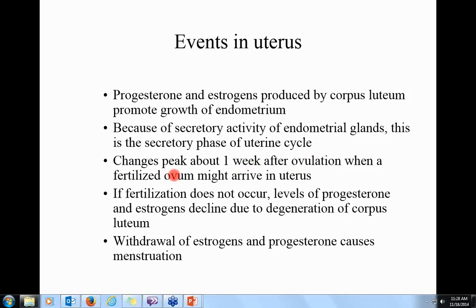Fertilization, the uniting of sperm and egg, occurs in the uterine or fallopian tubes. Once fertilization occurs, it takes another week for the fertilized ovum to arrive at the endometrium of the uterus in order to implant. So this is why the peak of the endometrium thickness occurs a week after ovulation. If fertilization does not occur, levels of progesterone and estrogens decline, and that will lead back to menstruation, and the cycle repeats itself.